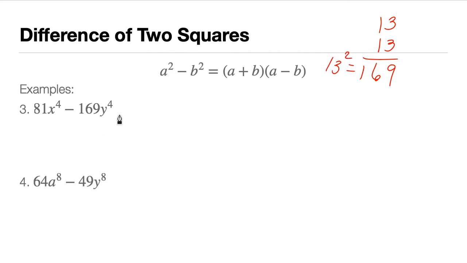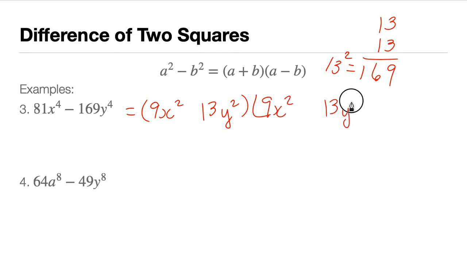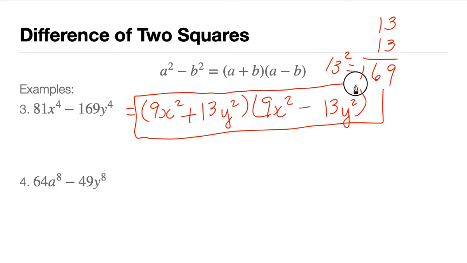And y to the fourth has y squared as its square root. So this is going to become 9x squared here, and 13y squared, close parenthesis, 9x squared here, and 13y squared, close parenthesis, put a plus sign in between, put a minus sign in between, and that's the answer. Maybe in number 4, you can pause first before I proceed to my answer.